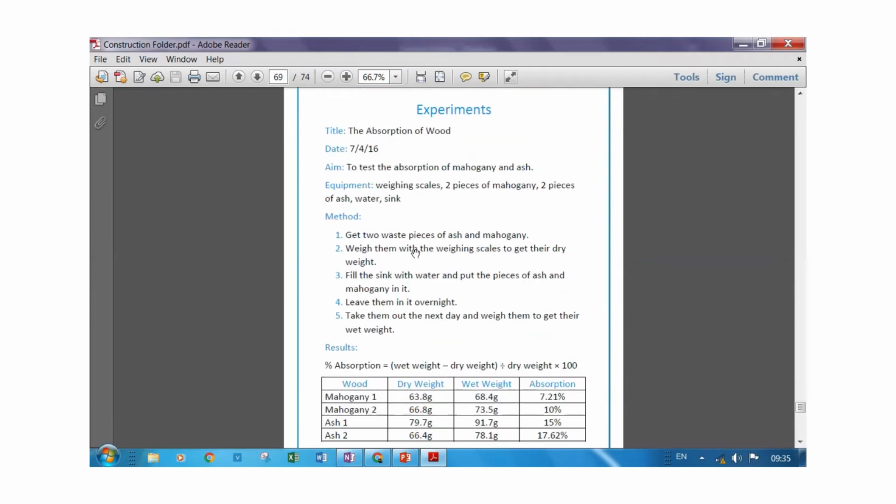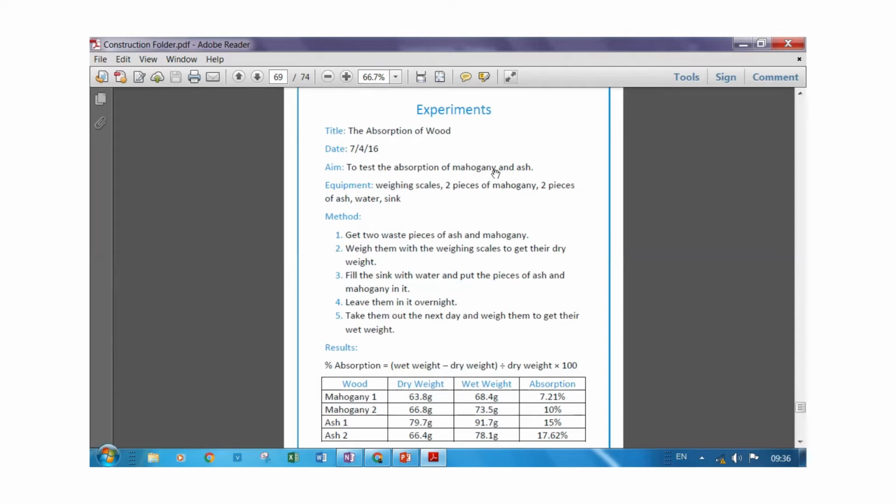Now, basically looking at this first experiment here. Looking at an experiment, you have to have a title for the experiment, then the date on which the experiment was carried out. So you'll notice here, this was the 7th of the 4th, which just happens to be a couple of days' time. Today is the 4th of the 4th. So what it is, the aim of the experiment here was to test the absorption of mahogany and ash, to see how much water or moisture they take in.